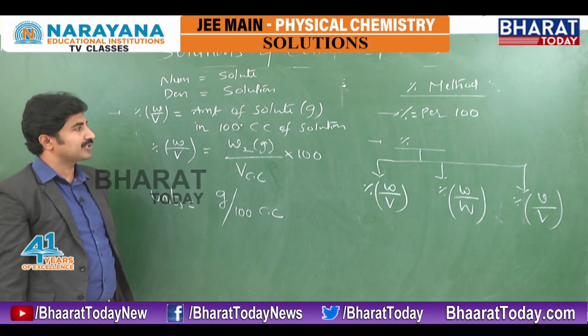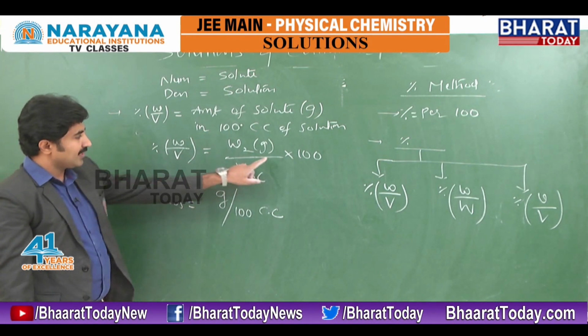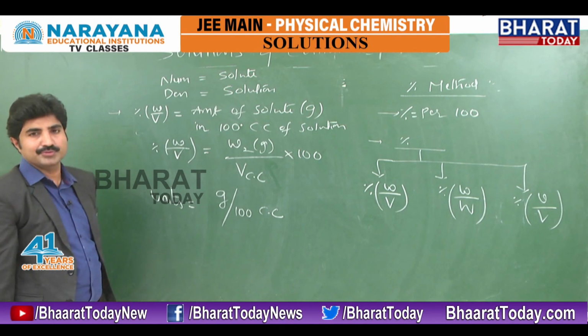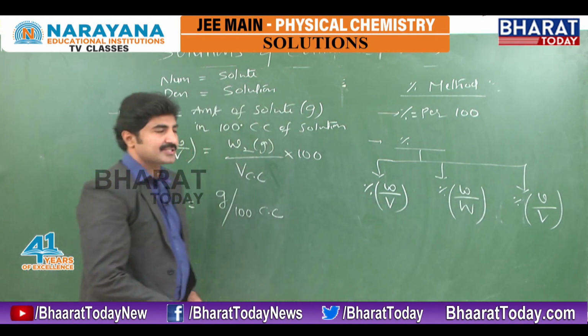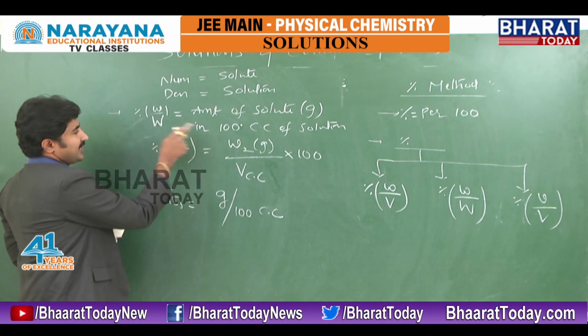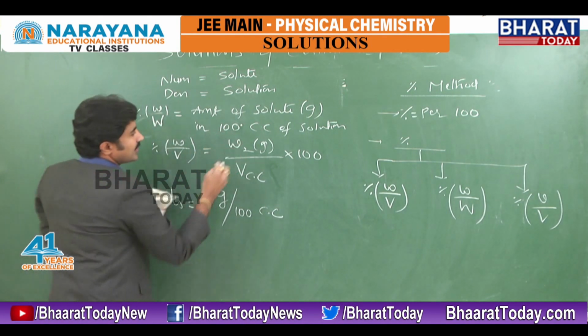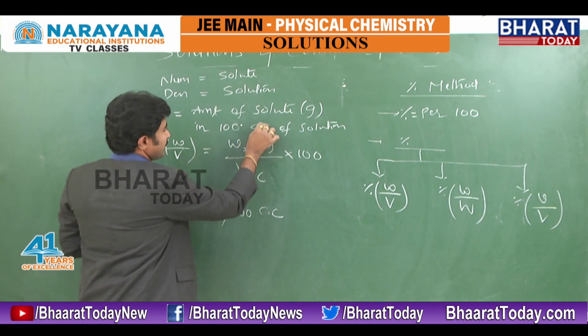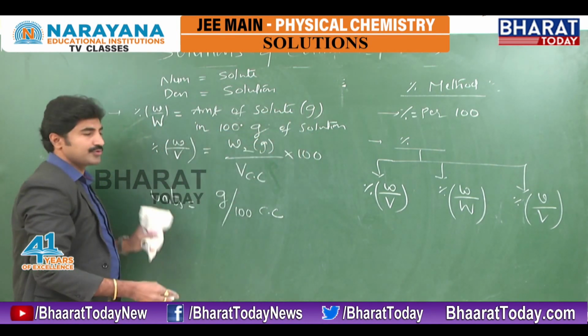So like this we can express percentage weight by volume. It is the amount of solute in grams present in 100 cc of the solution. Mathematically this is the expression, and these are the units. Similarly, the second one is percentage weight by weight. As per definition, it is the amount of solute present in 100 grams of the solution.